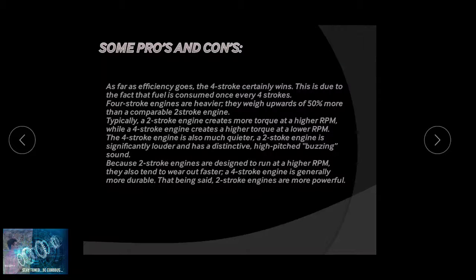Typically, a 2-stroke engine creates more torque at higher RPM. Because 2-stroke engines are designed to run at higher RPM, they also tend to wear out faster. A 4-stroke engine is generally more durable. That being said, 2-stroke engines are more powerful.